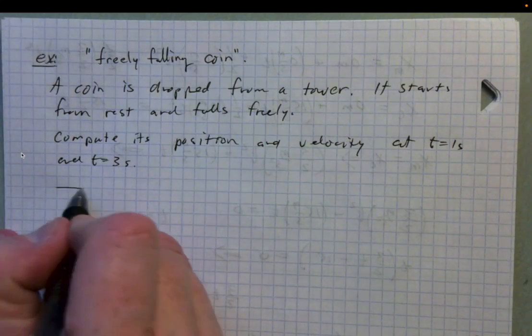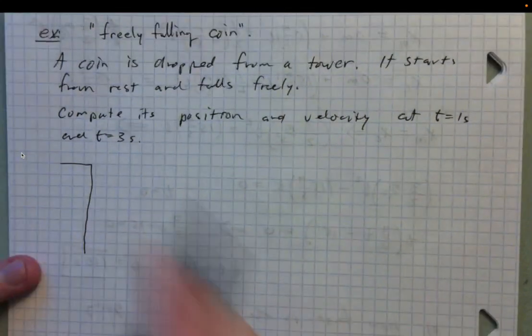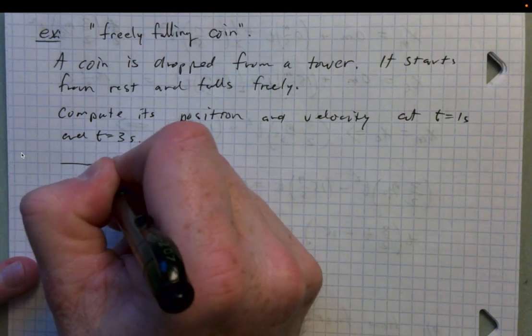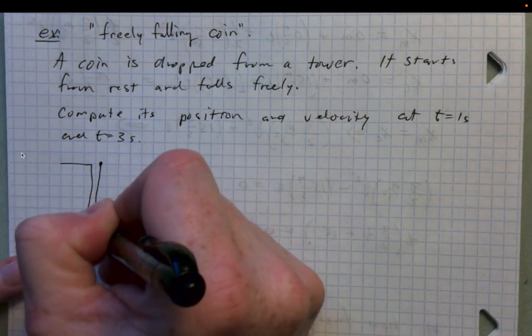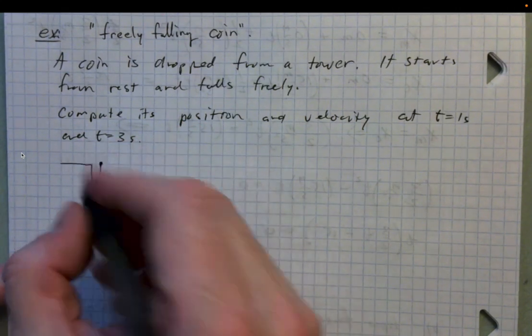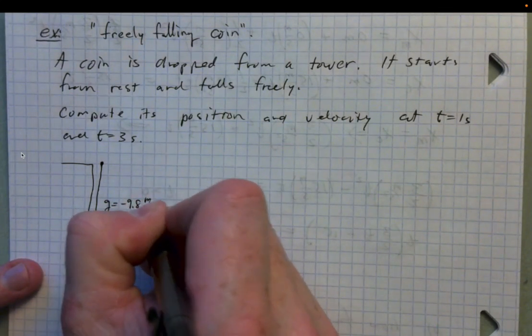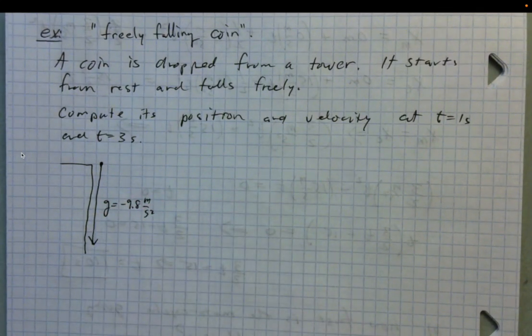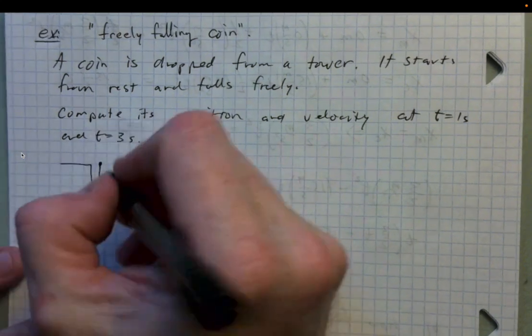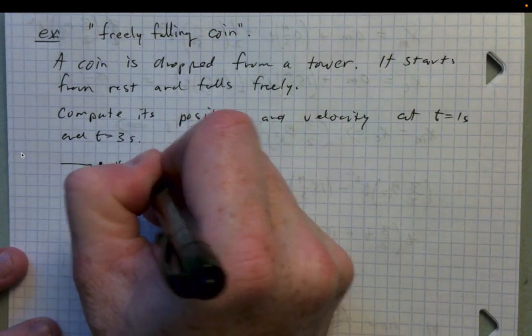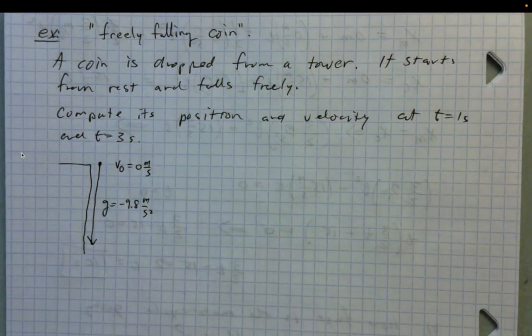Okay, and so simple setup. Let's just draw a simple little picture here. I'm standing here, I have a coin, and I just drop it. And it's going to obviously go down. So g equals negative 9.8 meters per second squared. That's going to be the acceleration acting on the thing. And the initial velocity is 0. There's nothing else happening here, right?